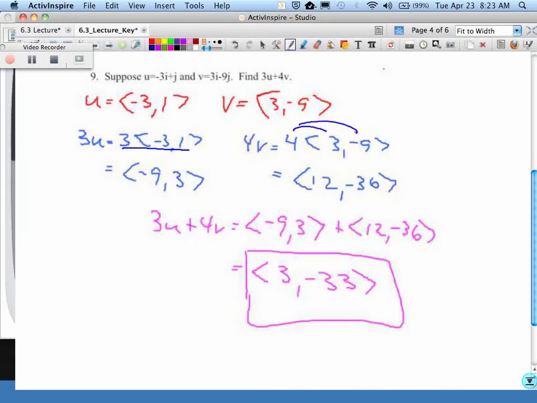Now you're supposed to add them together. So when you do that, you're going to take the -9 plus the 12. That'll give me a 3. And then you're taking the 3 and the -36, adding them together, and you get -33. So you just drop the i and the j. Now, I wrote down component form.